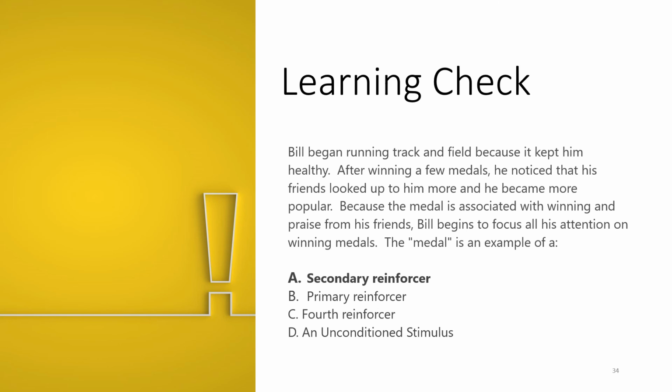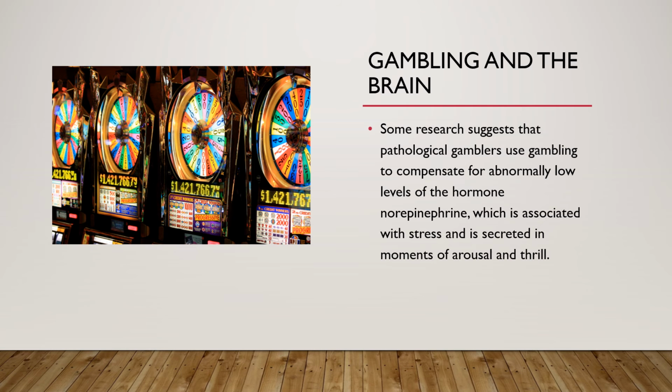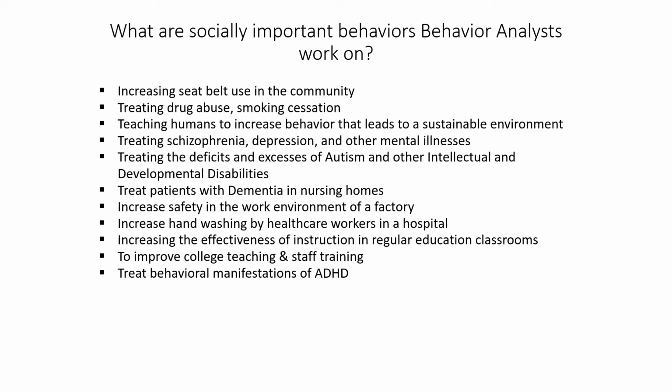If you're not remembering this, please be sure to go back and look at earlier parts of this video. I'd also encourage you to look at your textbook. There's some great examples in there as well. You can see here that there's a very brief description in figure 6.14 that pathological gamblers use gambling to compensate for abnormally low levels of norepinephrine, which is associated with stress and is secreted in moments of arousal and thrill. There's also research relating it to dopamine, that pleasure chemical that we have released in our brain when we experience something that we like.